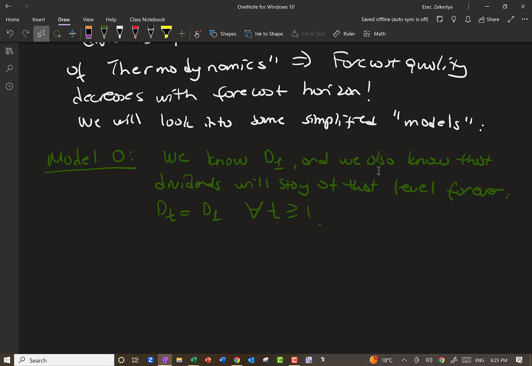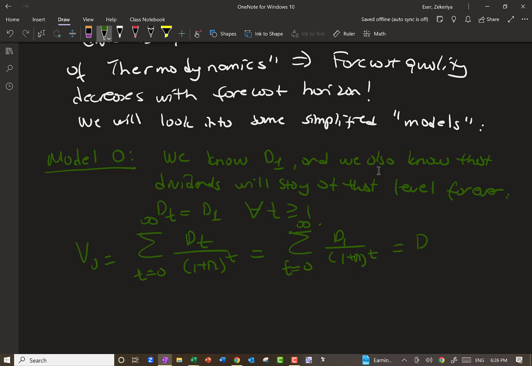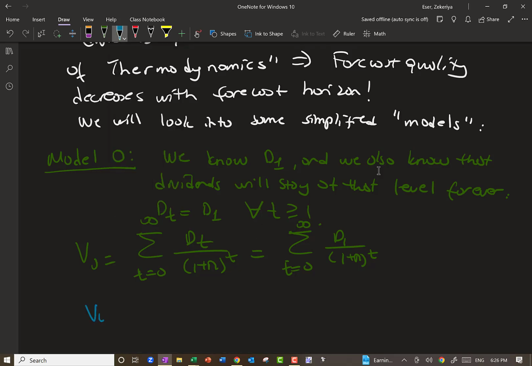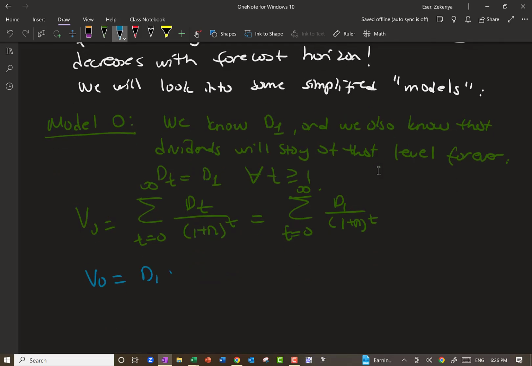And if that's the case, then value is going to be the sum from t equals 0 to infinity of d1 over (1 plus r) to the power t. Since d1 doesn't depend on t, it gets out of the summation.